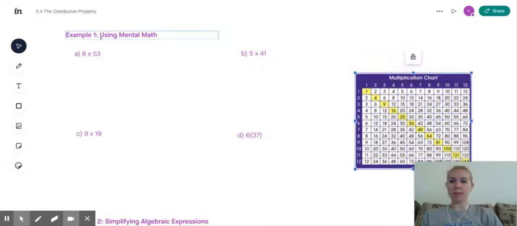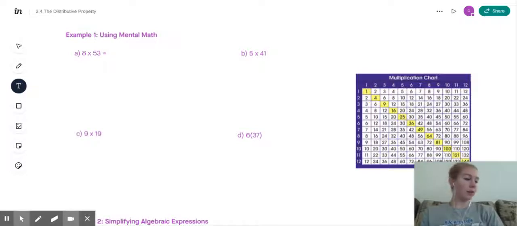All right, let's go over example 1 using mental math, and this is part of chapter 3, section 4, the distributive property. Problem A says 8 times 53. Okay, so we're going to break 53 apart into smaller numbers so it's easier to multiply. So we're going to use the distributive property to do that. So we're going to keep the 8 the same, and then in parentheses, I'm going to break 53 apart into 50 plus 3, because I know that 50 plus 3 is 53.